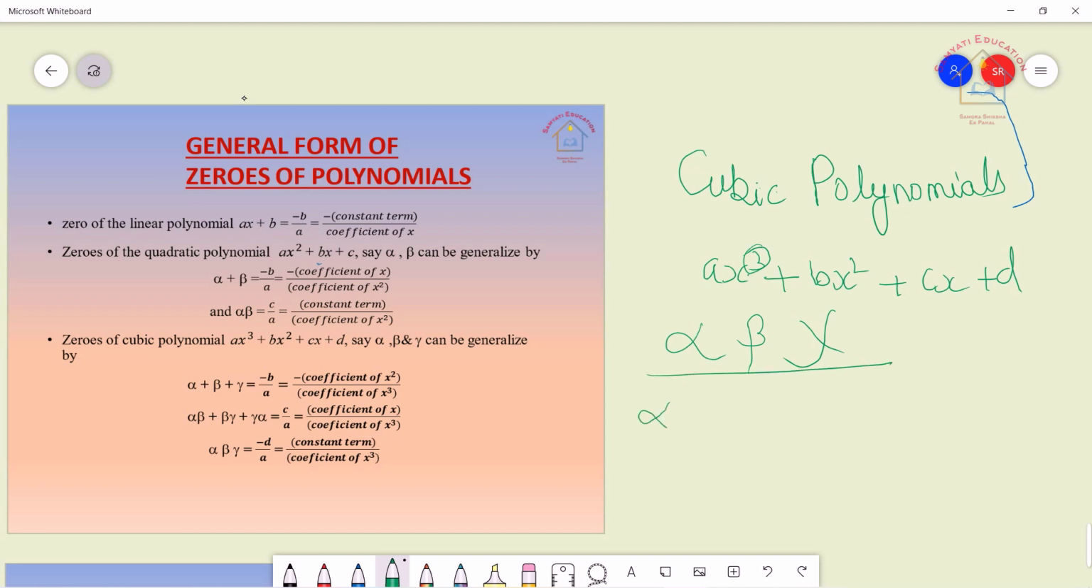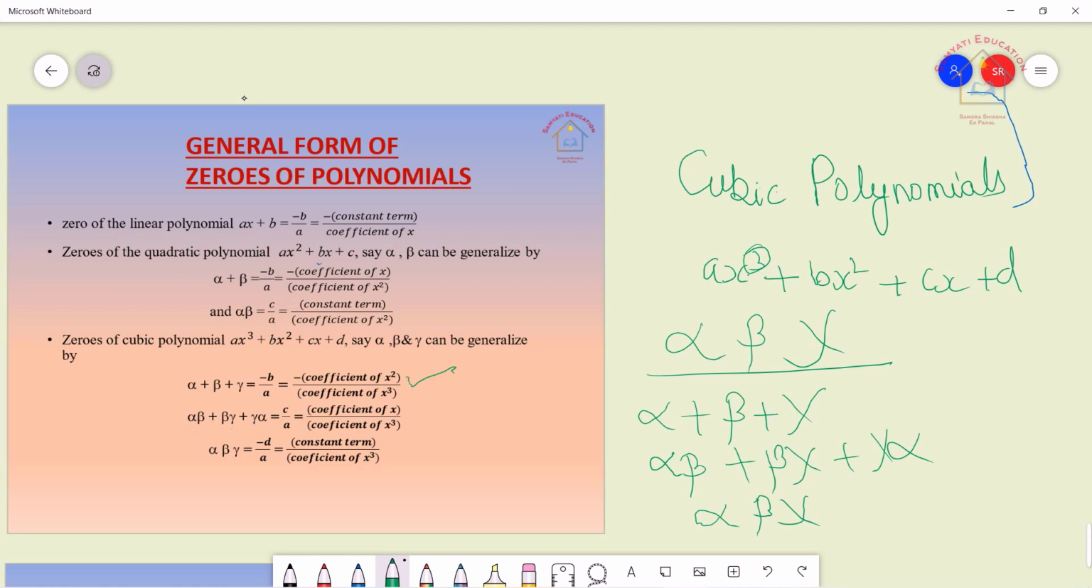First relation will be the sum alpha plus beta plus gamma. Second will be sum of products, that is alpha beta plus beta gamma plus gamma alpha. And the next will be product alpha beta gamma. As you can see, the sum alpha plus beta plus gamma is minus b by a, that is minus of coefficient of x square upon coefficient of x cube.